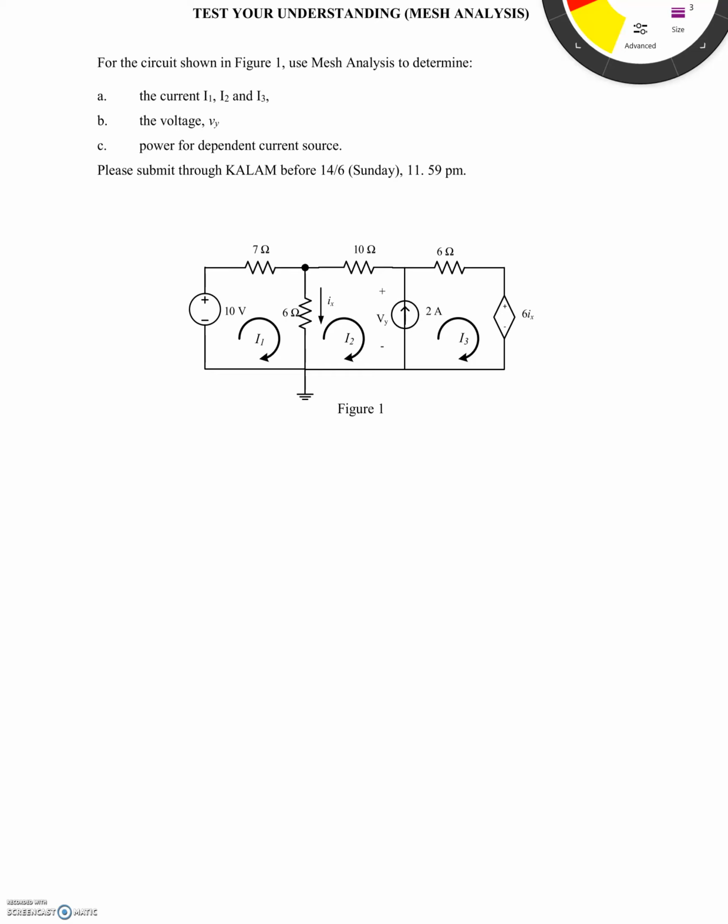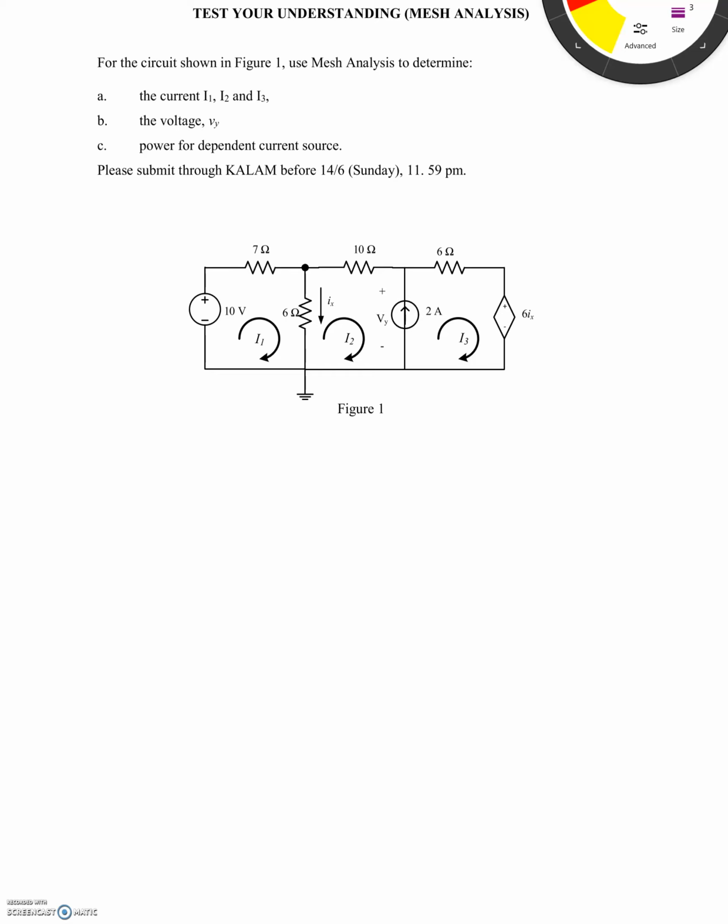So this is the mesh analysis. First, you have to identify the number of loops. This circuit consists of 3 loops: loop I1, loop I2 and loop I3. And then you need to do the KVL for each of the loops.